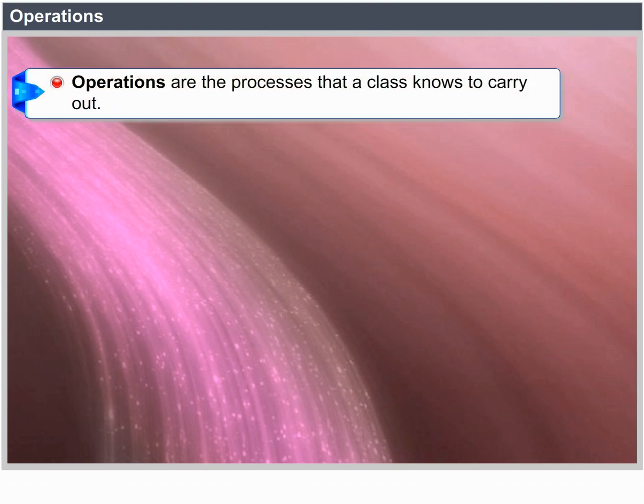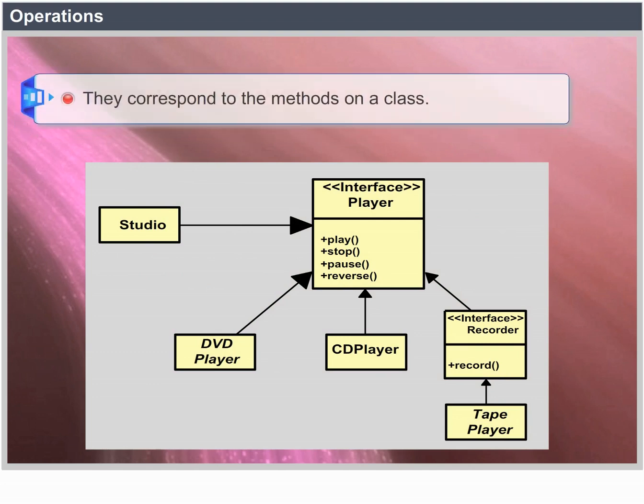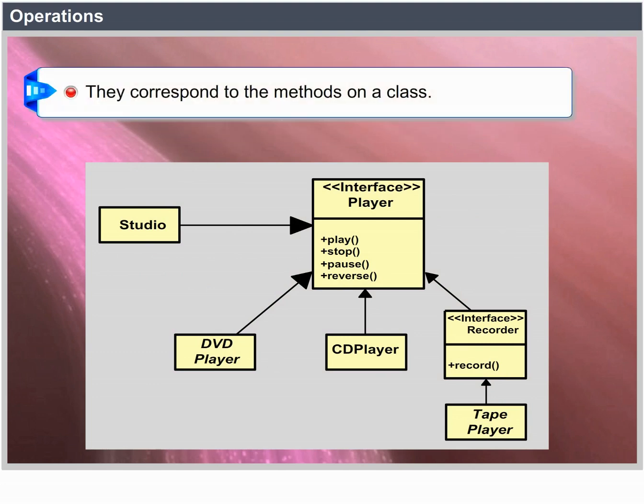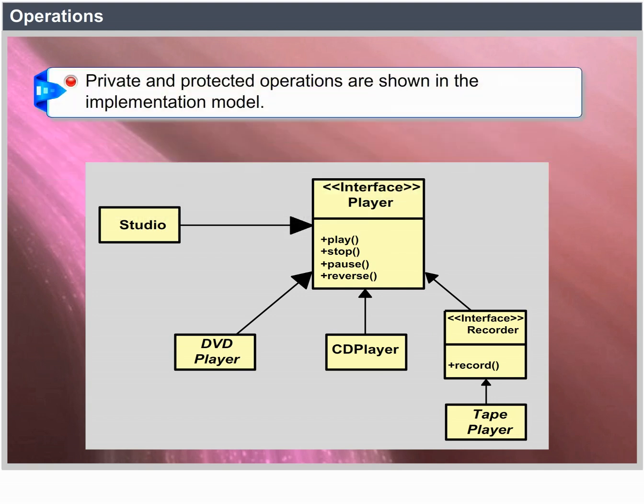Operations. Operations are the process that a class knows to carry out. They correspond to the methods on a class. At the specification level, operations correspond to public methods on a type. Private and protected operations are shown in the implementation model.